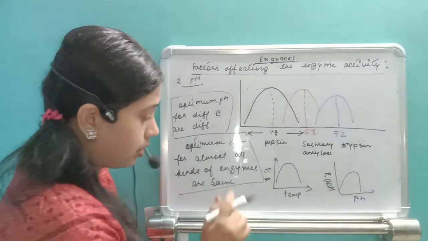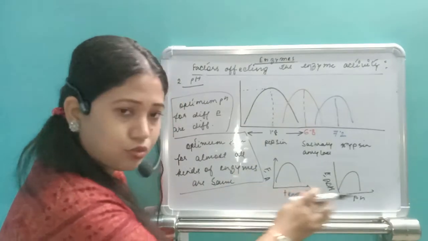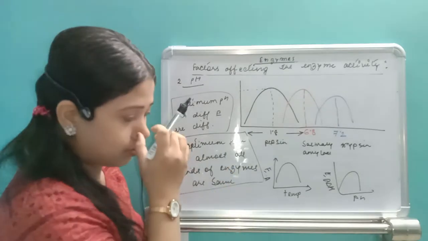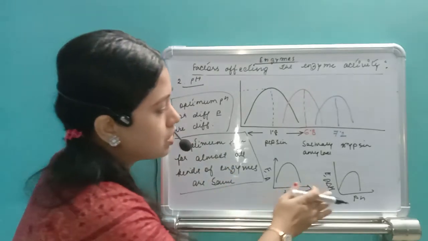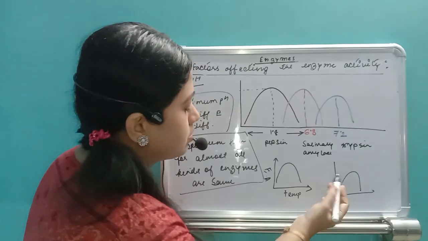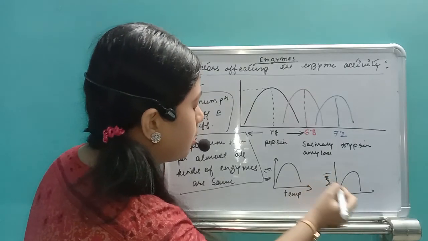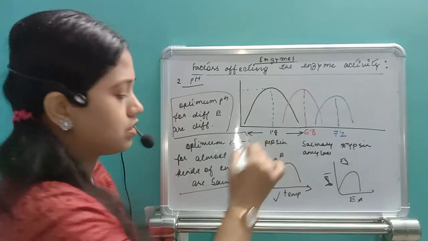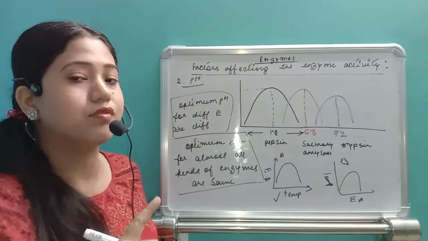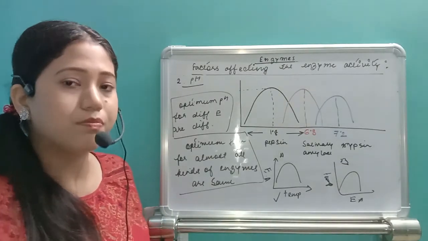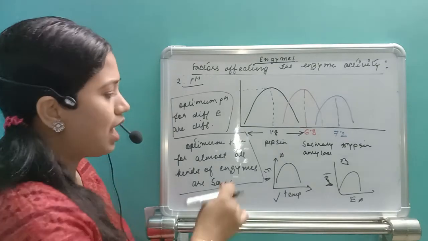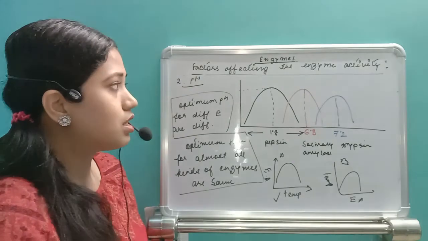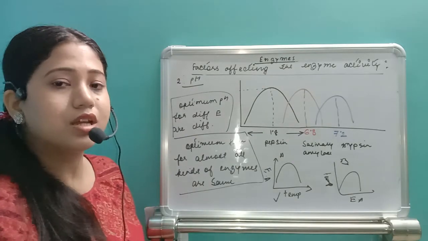Two graphs can be given and you will be asked which of the graphs is correct. Suppose here it is temperature and here it is enzyme activity. From A and B, which is correct? This one is correct. On the x-axis we need to have the factor, temperature or pH or substrate concentration, and on the y-axis we need to have the enzyme activity. So these are the two factors affecting enzyme activity.